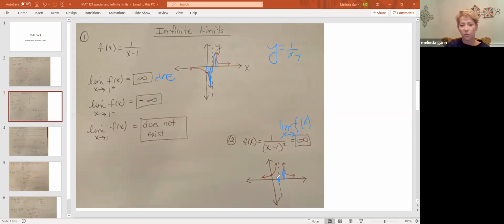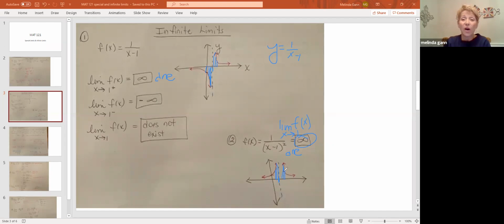Well, what if I approach 1 from the left side? Again, that looks like maybe about 2, I don't know, 3, now I don't know, 8. It's getting bigger and bigger. So this time it's shooting up on both sides. So rather than writing does not exist, a better description would be positive infinity. The limit does not exist because on both sides, the y value is just getting bigger and bigger and bigger.